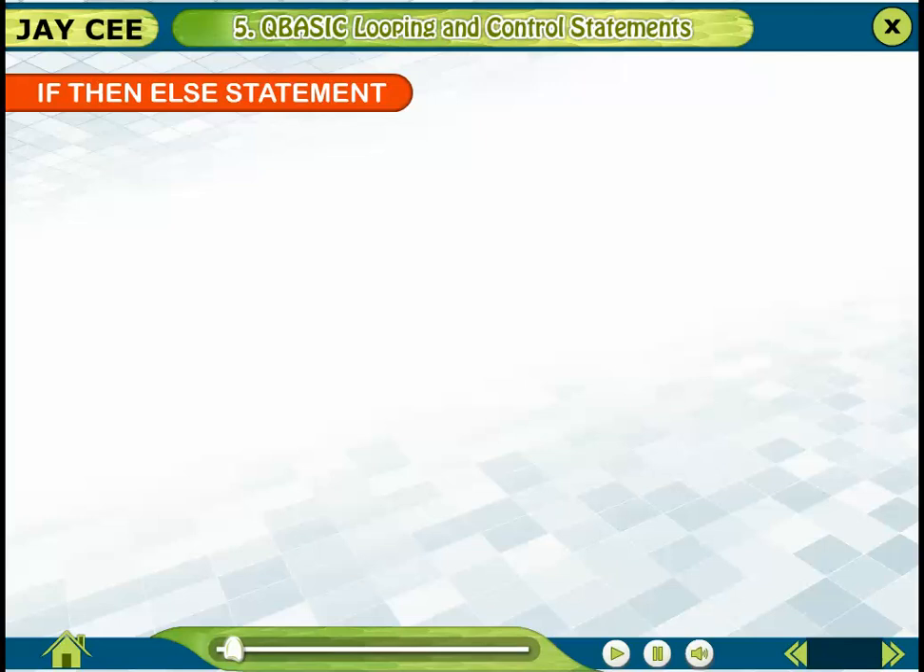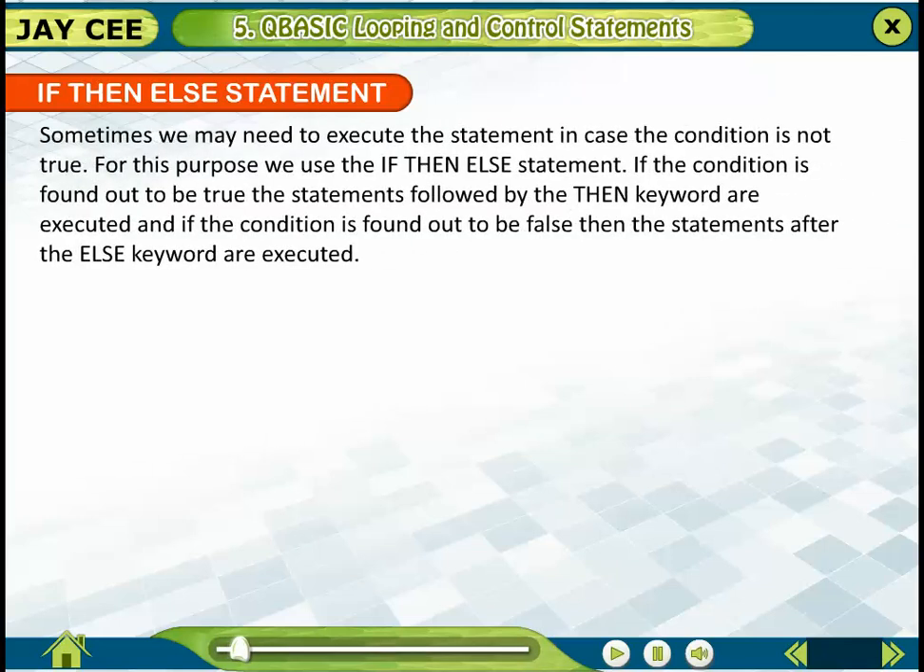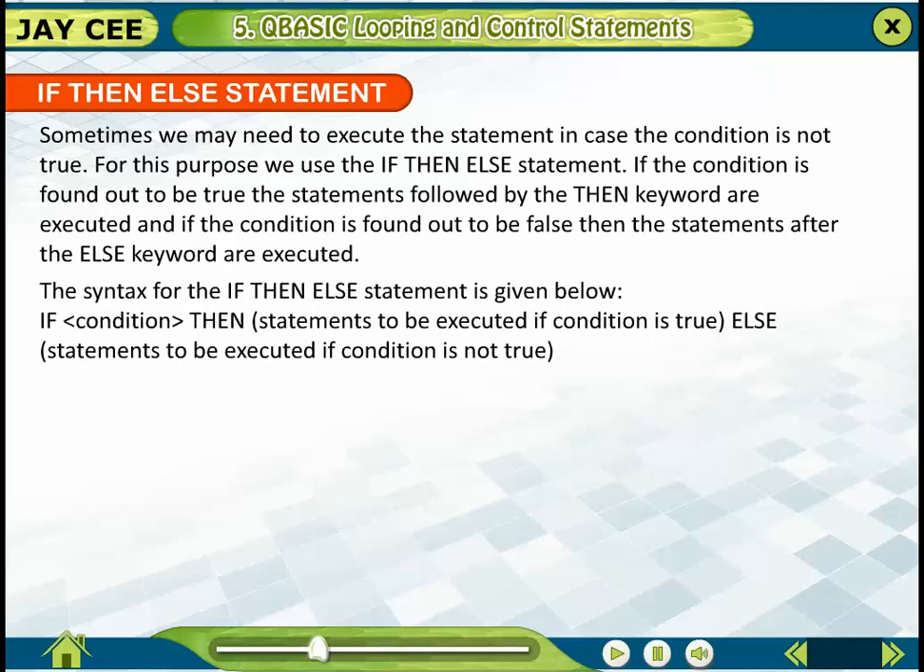If-then-else statement. Sometimes we may need to execute the statement in case the condition is not true. For this purpose, we use the if-then-else statement. If the condition is found out to be true, the statements followed by the then keyword are executed, and if the condition is found out to be false, then the statements after the else keyword are executed.